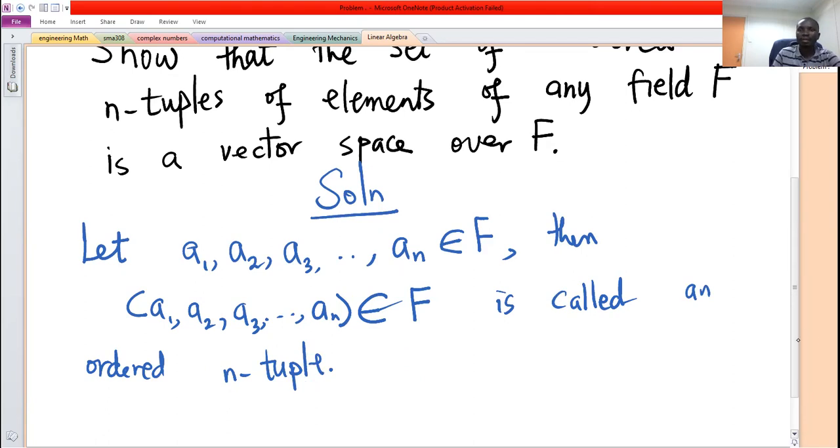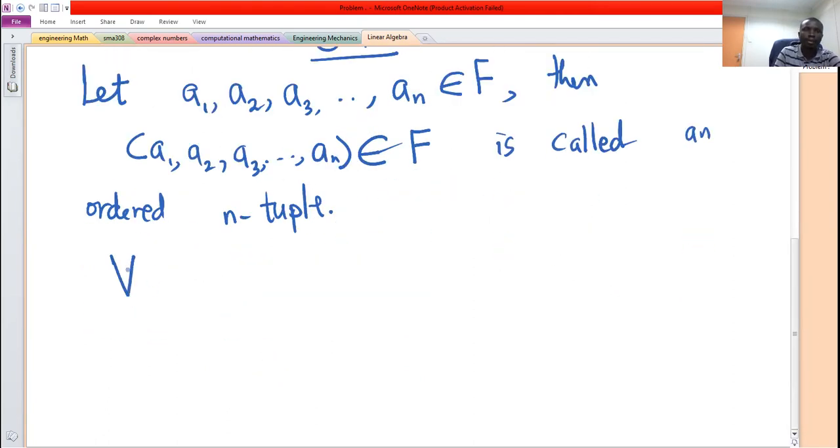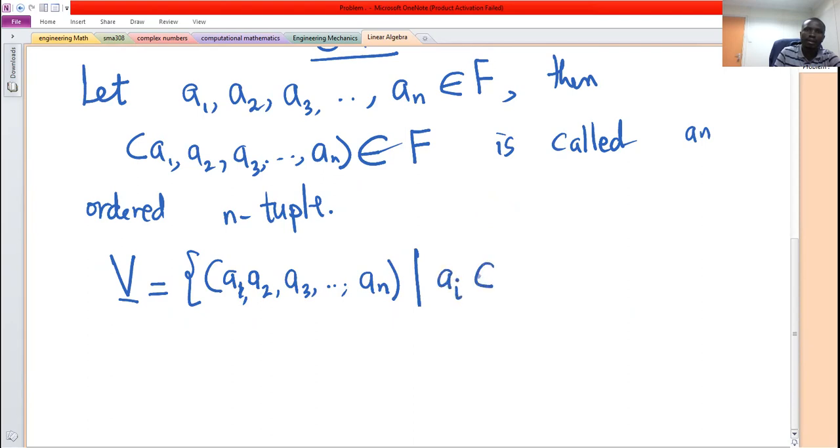So then we can describe the set V to be the set of these elements (A1, A2, A3 up to An), such that each Ai is an element in the field F and i is a natural number. So this is a set that describes the set of n tuples.